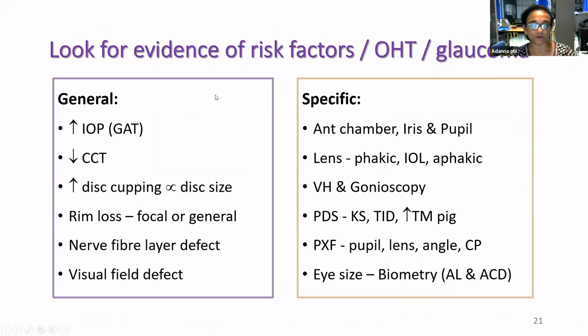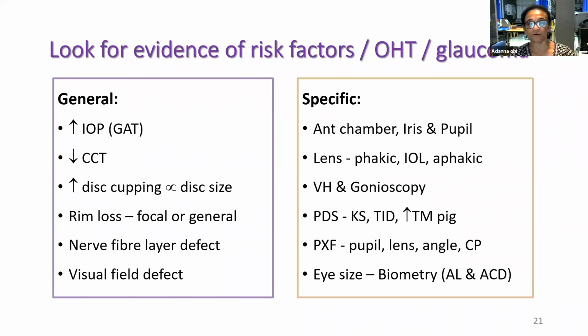So I'll just go through these. Again, you have to have at the back of your head what evidence you are looking for. You're expecting the pressure to be raised usually. You generally won't have access to pachymetry, but they might have told you that their cornea is thin, and you can assume that the cornea is probably going to be thin if they've had refractive laser and they were myopic. What you're going to be looking for and expecting if they've got glaucoma is increased cup to disc ratio, which is not proportional to the optic disc size. You're going to be looking for rim loss, be that focal or general, looking for nerve fiber layer defects and visual field defects.